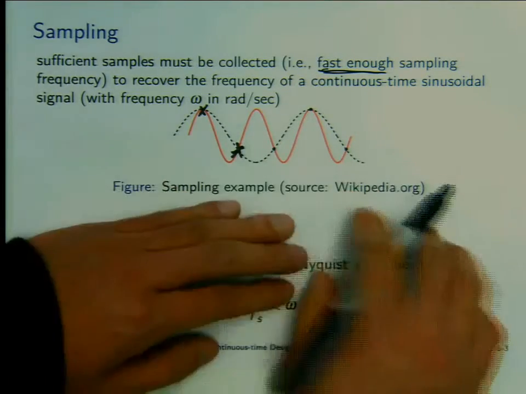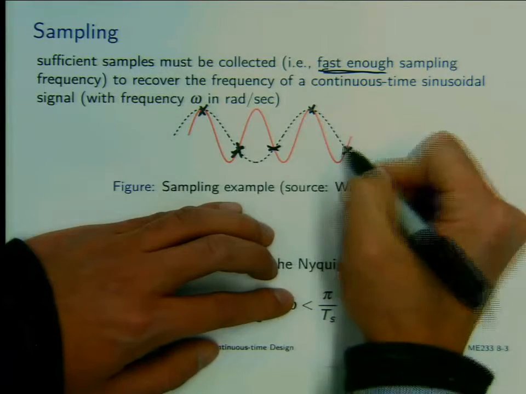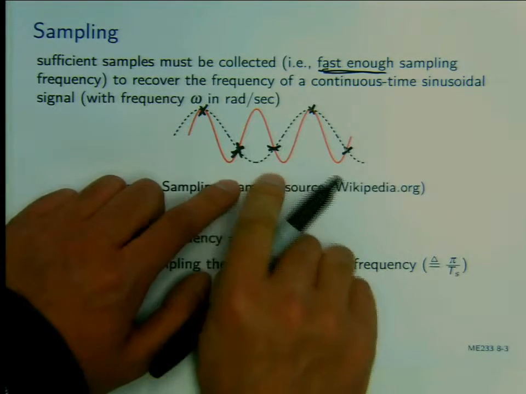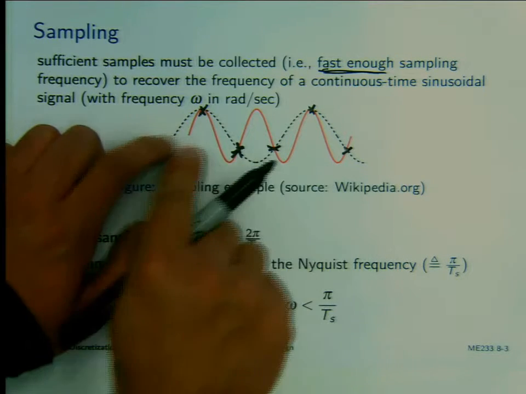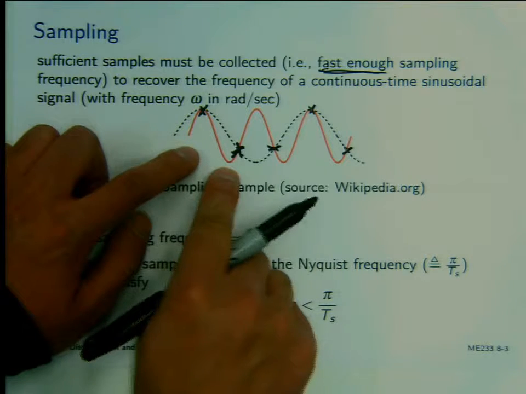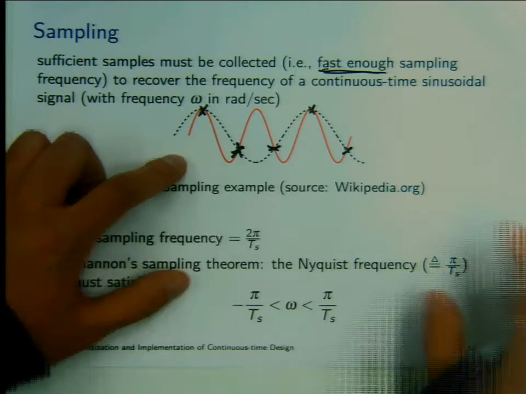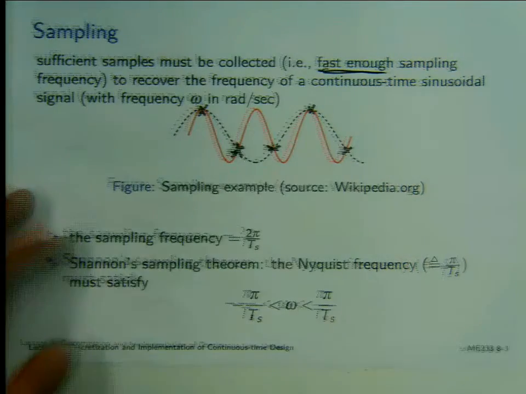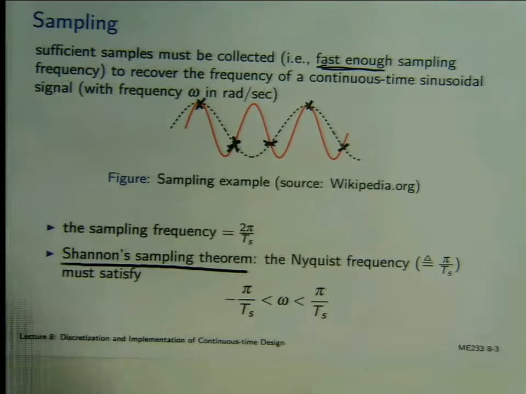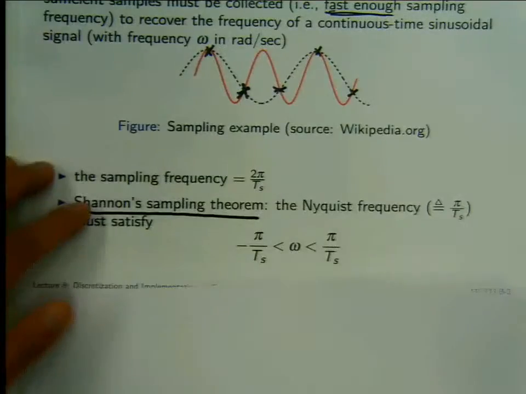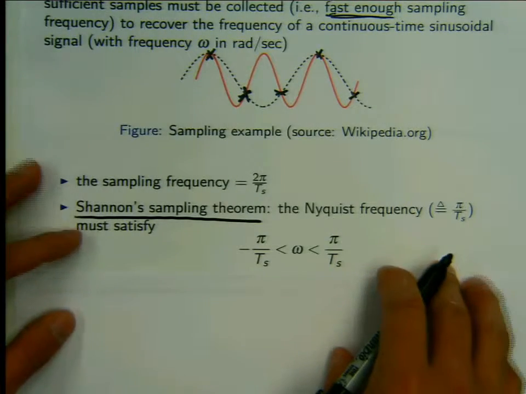Because, for example, if you just take these samples, they look like this. Even if you know it's actually a perfect sinusoidal signal, you won't be able to tell whether it comes from this red solid line or this dashed line over here. You cannot tell. The fundamental theorem here, Shannon's sampling theorem, explains exactly how many samples I should collect to make sure I can recover this sinusoidal signal perfectly.